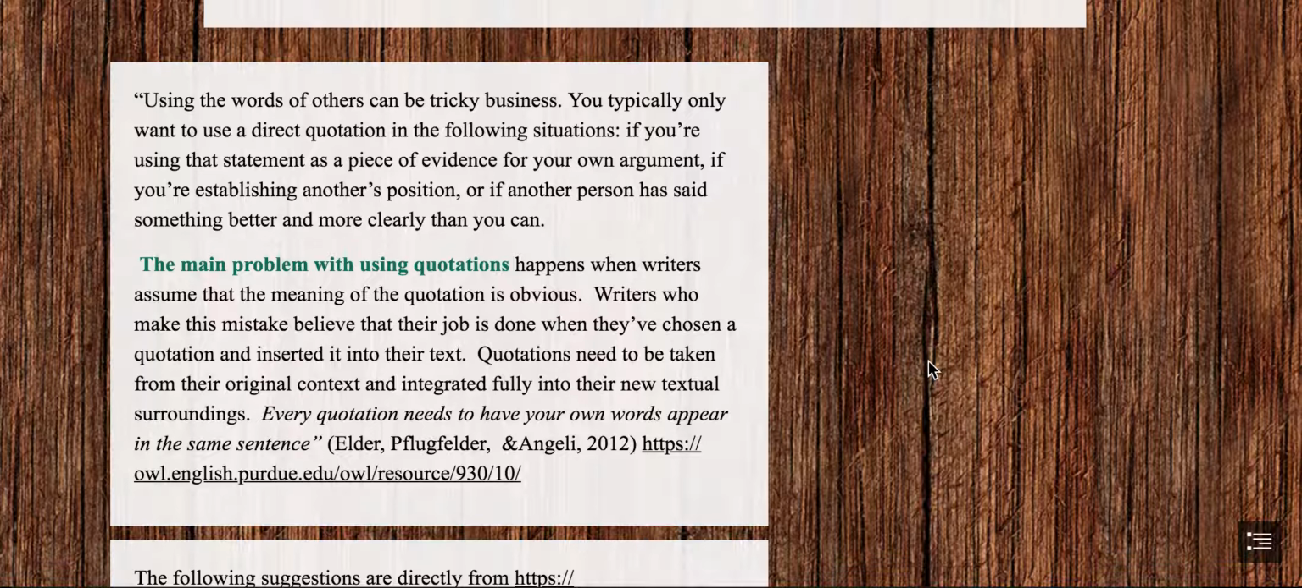The main problem with using quotations happens when writers assume that the meaning of the quotation is obvious. Writers who make this mistake believe that their job is done when they've chosen a quotation and inserted it into the text. Quotations need to be taken from their original context and integrated fully into their new textual surroundings. Every quotation needs to have your own words appear in the same sentence.